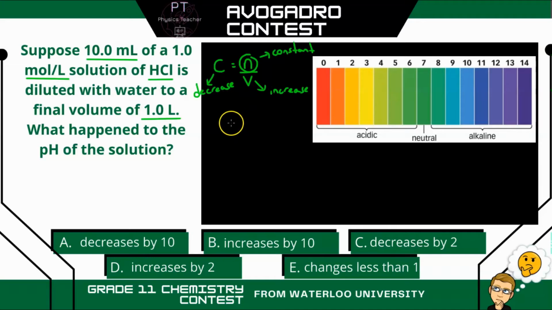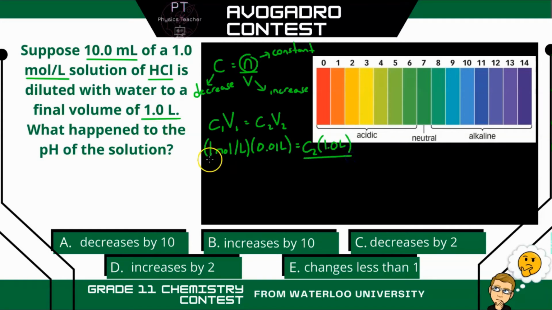So this can be rearranged into the dilution equation, where we can write it as a ratio of concentration to volume. So we can have C1 V1 equals C2 V2, where C2 and V2 is after the solution has been diluted. So in this case, we have C1, which is 1 mole per liter, times the initial volume, which is 10 milliliters, but we're going to have to change that into liters. So divide by 1,000 and we get 0.01 liters. That's going to equal our new concentration, C2, that we're looking for, times our new volume, which is 1 liter.